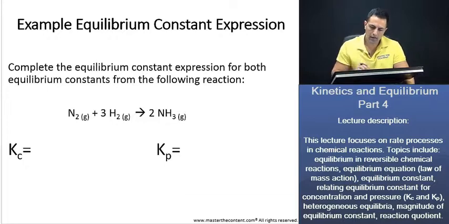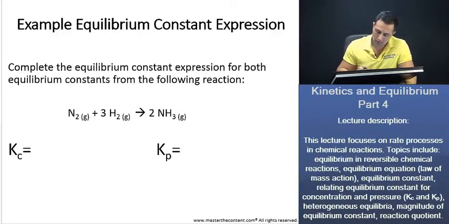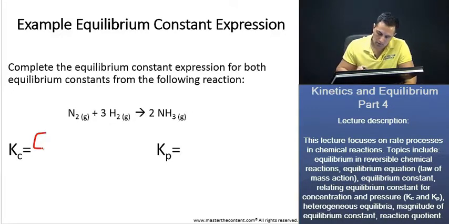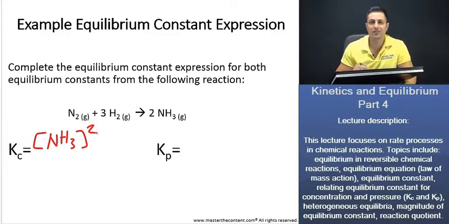Perfect. Example, equilibrium constant expression. Complete the equilibrium constant expression for both equilibrium constants for the following reaction. Okay, great. Remember, the equilibrium constant expression was everything to the right of the equal sign. So looking at a reaction here, we see ammonia is being synthesized, and for concentrations, recall for molar concentrations, we could just use square brackets. Okay, I forgot to point that out to you guys in the previous slide. So we just have ammonia here, and it's going to be raised to the what? The second power, right? Because the coefficients are telling us that.